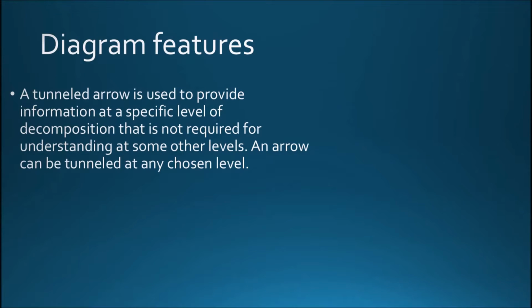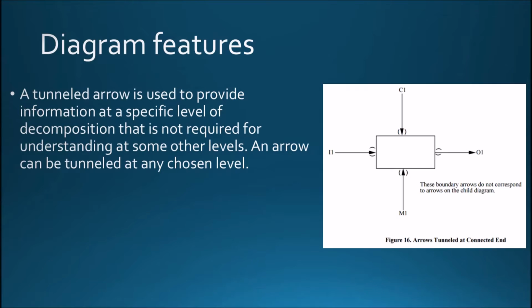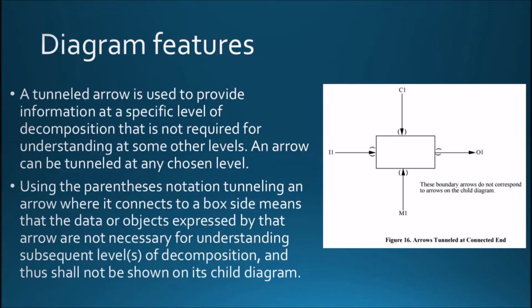A tunnel arrow is used to provide information at a specific level of the decomposition that is not required for understanding at some other levels. An arrow can be tunneled at any chosen level. Using the parenthesis notation, tunneling an arrow where it connects to a box side means that the data or objects expressed by that arrow are not necessary for understanding subsequent levels of the decomposition, and thus shall not be shown on its child diagram.